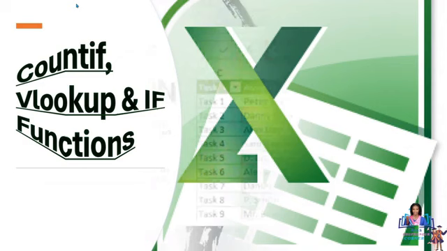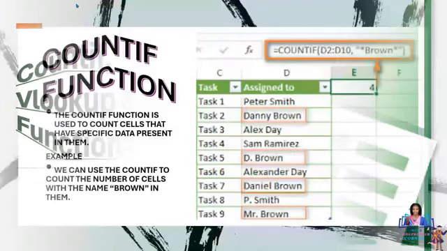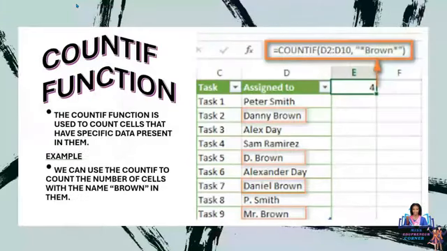The COUNTIF function. The COUNTIF function is used to count cells that have specific data present in them. For example, we can use this function to count the number of cells with the name Brown in them. And to our left, we would see a depiction of how the COUNTIF function is used in Excel. So right there, we're counting the amount of persons with the surname Brown in the list.